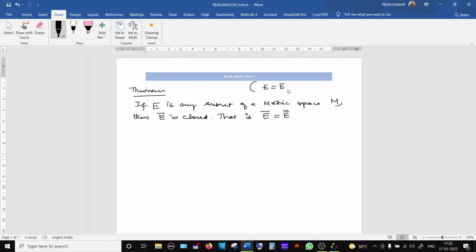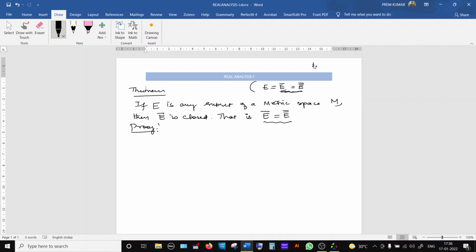Now we have to show that E bar is closed. That is, the closure of a set is a closed set. So we have to show that this closure must contain its limit points. So we have to prove this one now. In this result, we have to prove this. To prove that the closure of a set is closed, we have to prove both the ways.